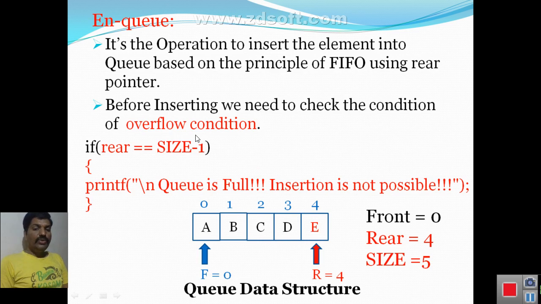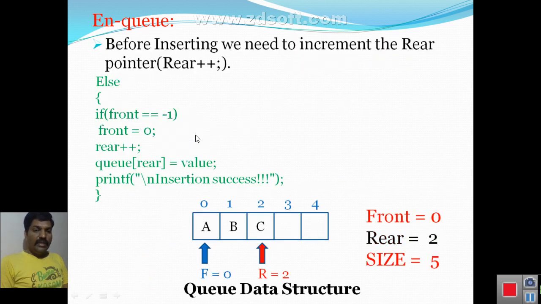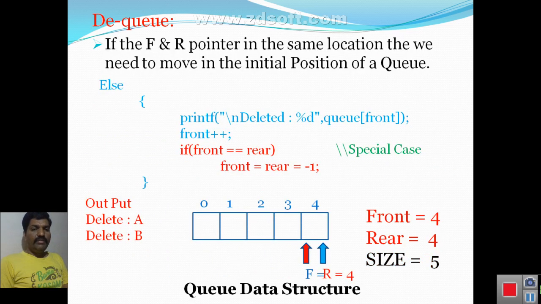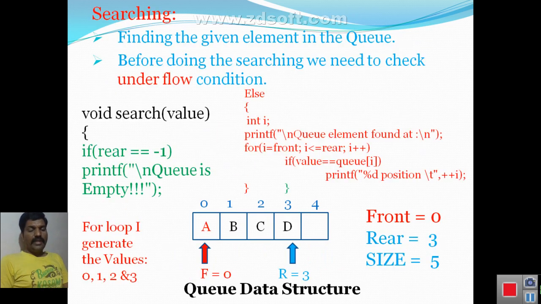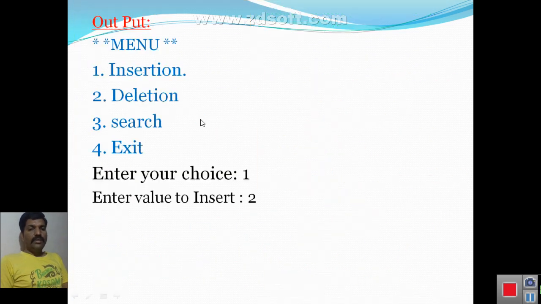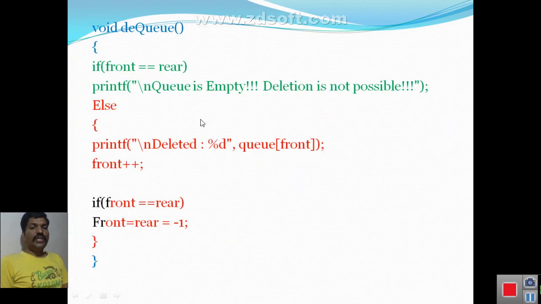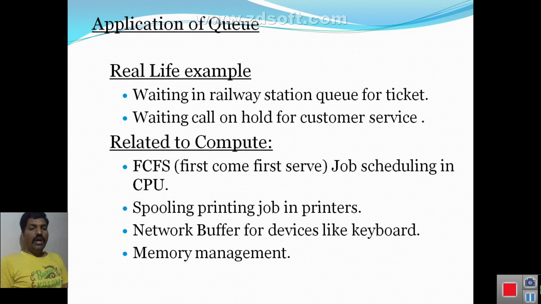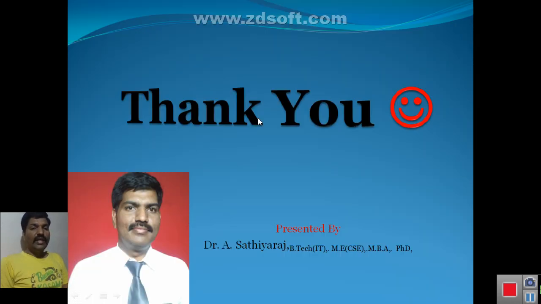Then NQ, the insertion operation, then DQ, the deleting operation, then we saw the searching operation, then we saw the program. Under the program there are 3 user defined functions for the 3 operations. Last we saw the example or application of the queue.